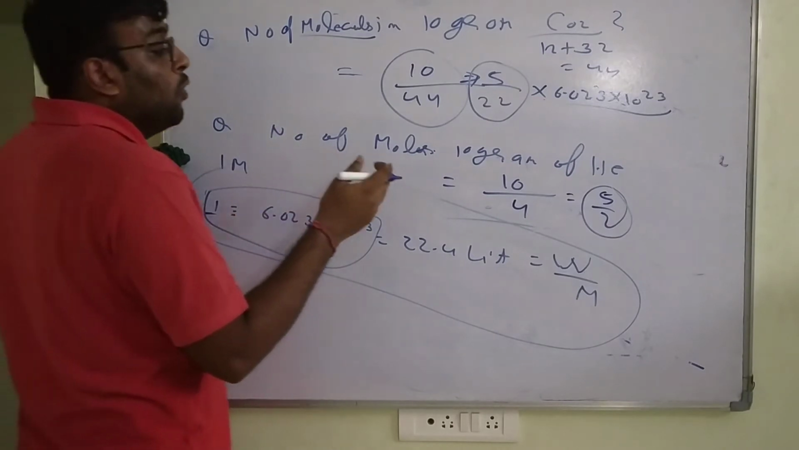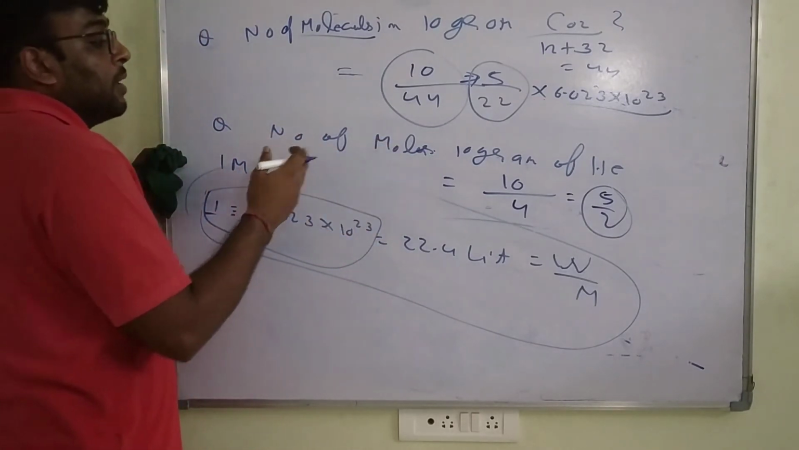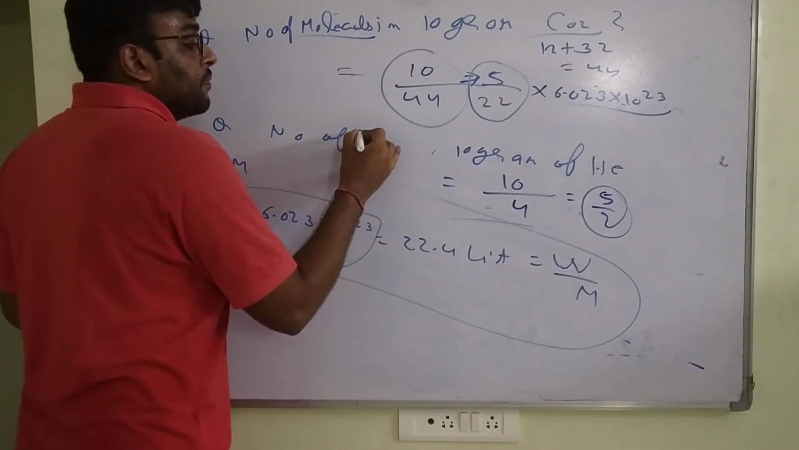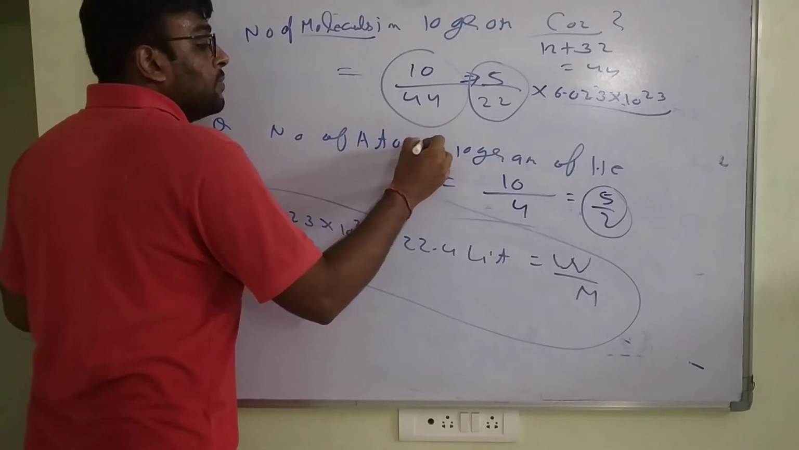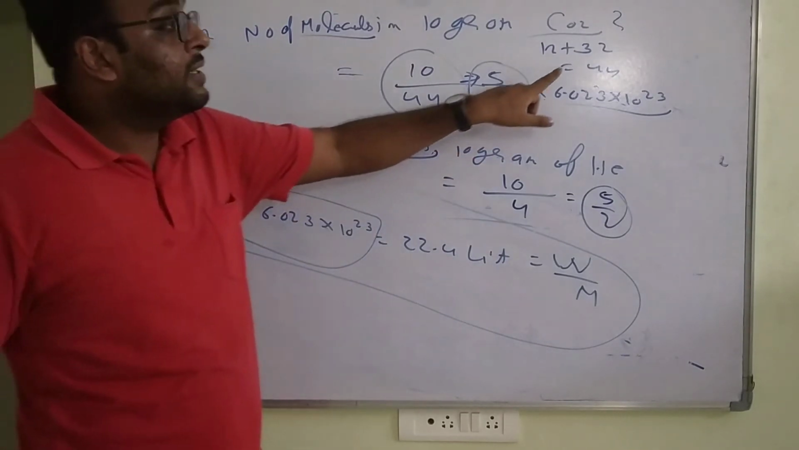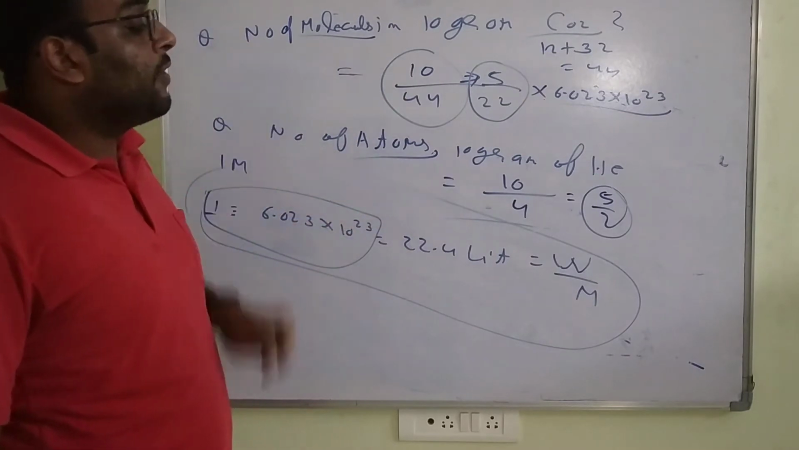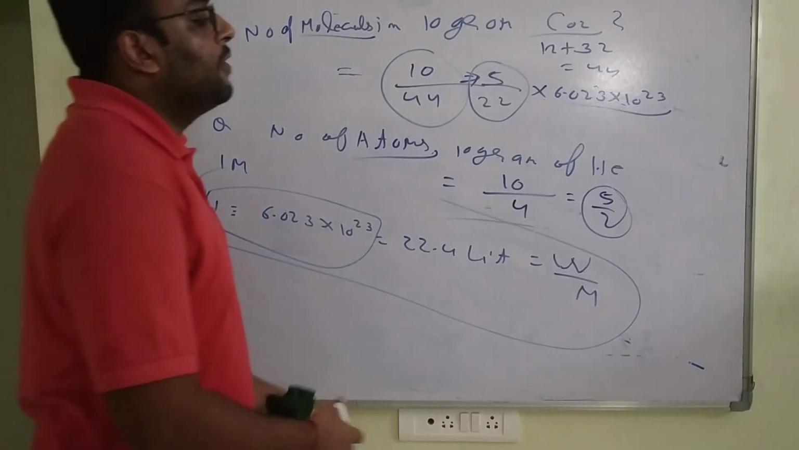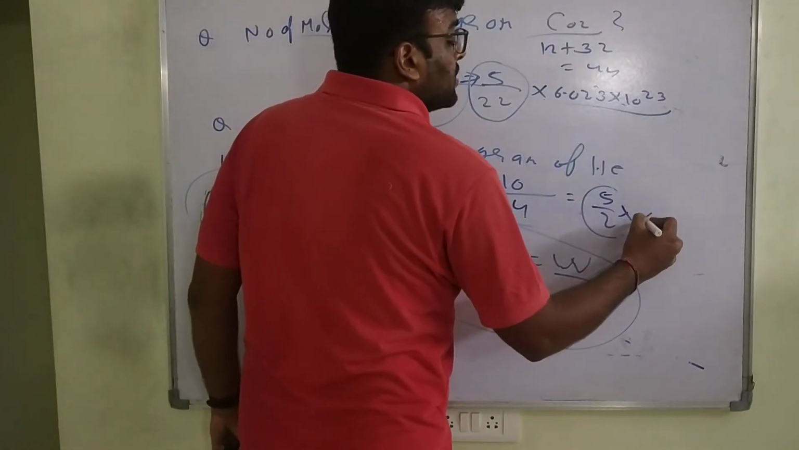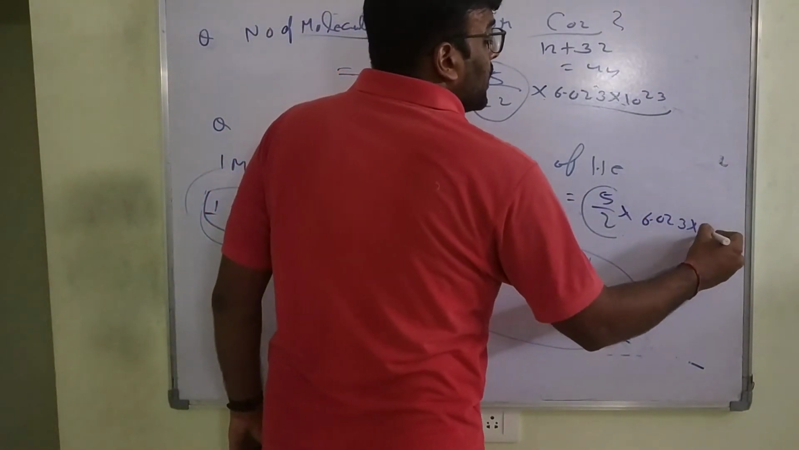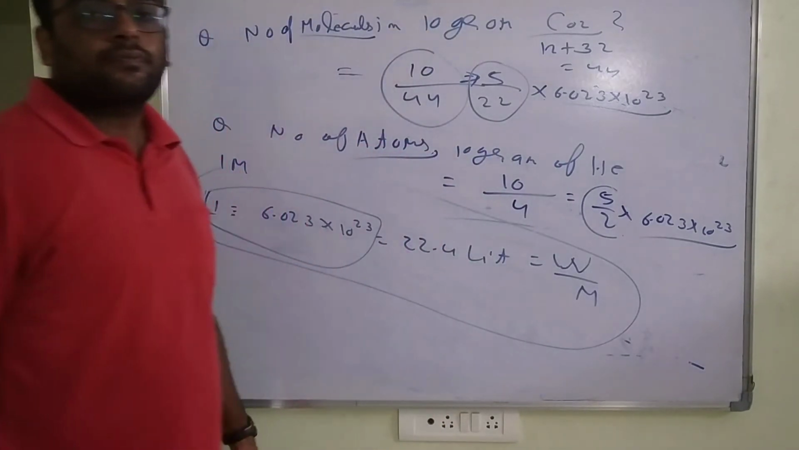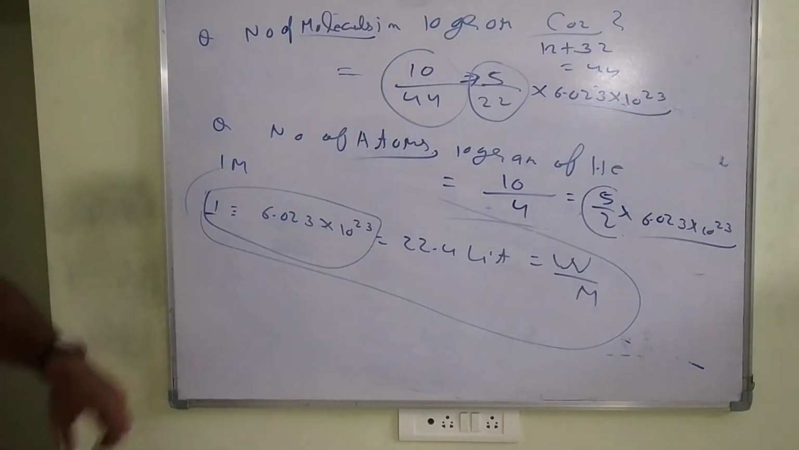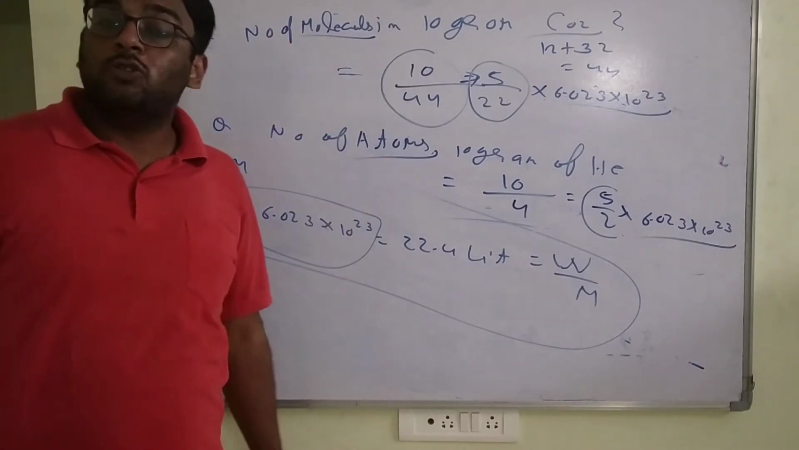Suppose I ask for the number of atoms, because helium is monoatomic, it does not exist as a molecule. If I am asking about the number of atoms, we know that 1 mole is equal to this value. We simply multiply by Avogadro number 6.023 into 10 raised to power 23. Are you getting my point? First of all, I am calculating the mole. After that, we are calculating the molecules or atoms. There is no problem with that.